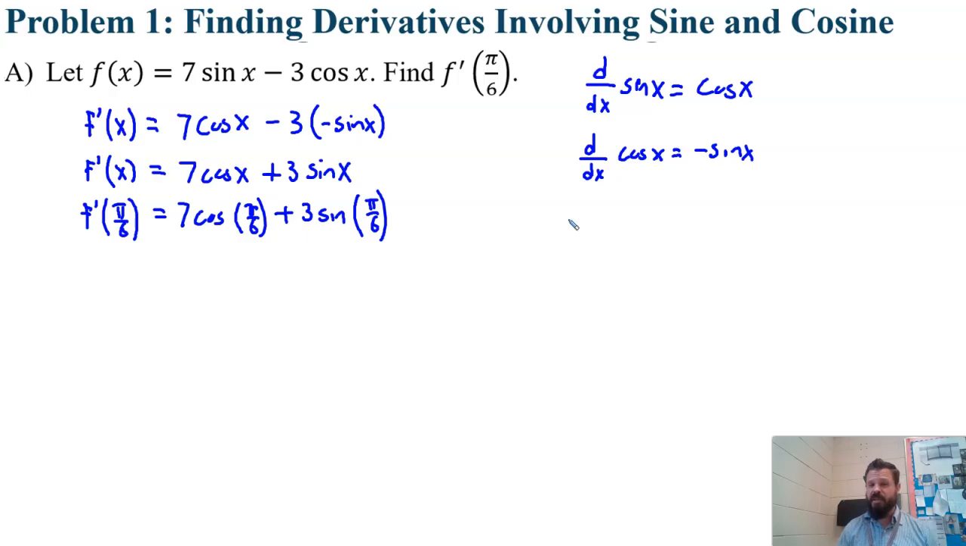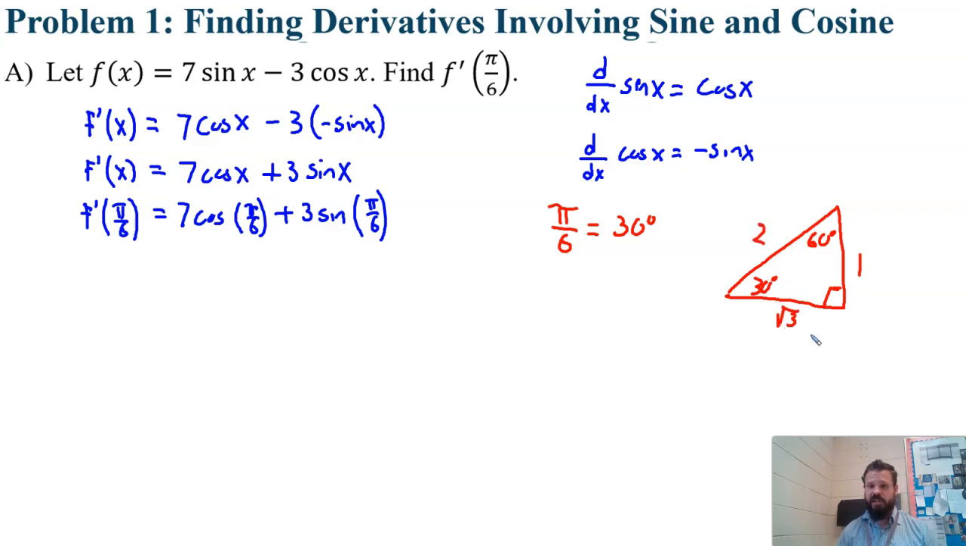Now you might be able to do some of this in your head. If not, okay, write it out. First off, pi over 6 is equal to 30 degrees, if we're thinking in terms of degrees. Pi radians is 180 degrees, so 180 divided by 6 is 30. Okay, so in this problem then, we're going to evaluate it using our 30, 60, 90 special right triangle with side lengths of 1 across from the 30, 2 across from the 90, and root 3 across from the 60.